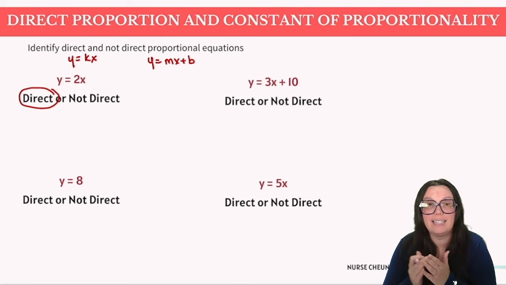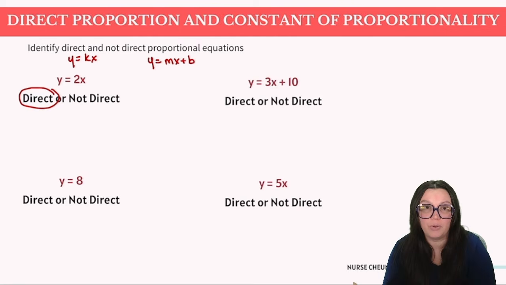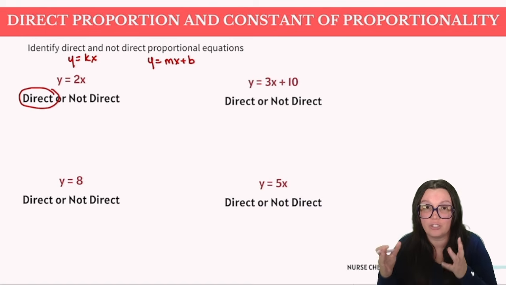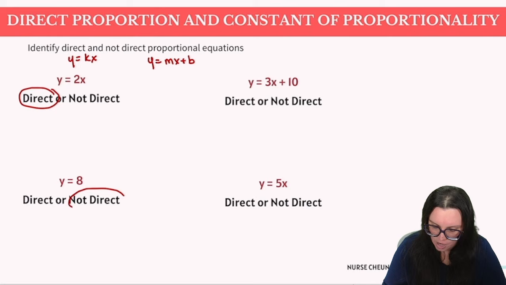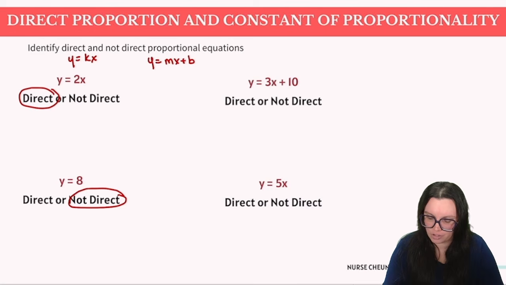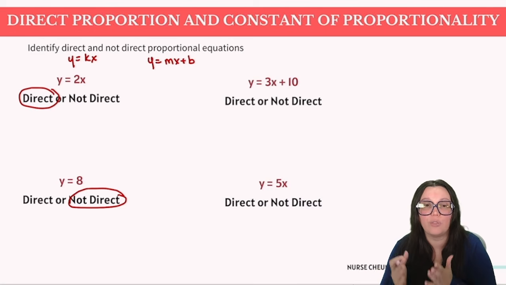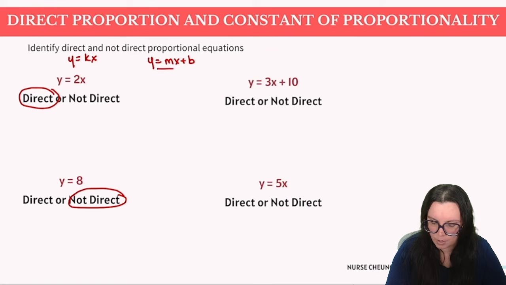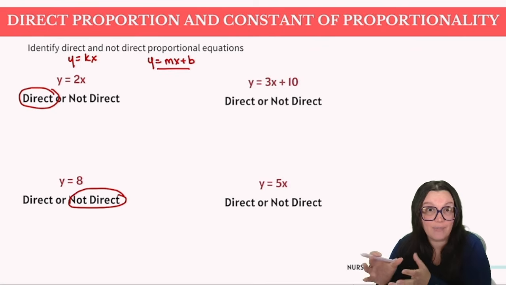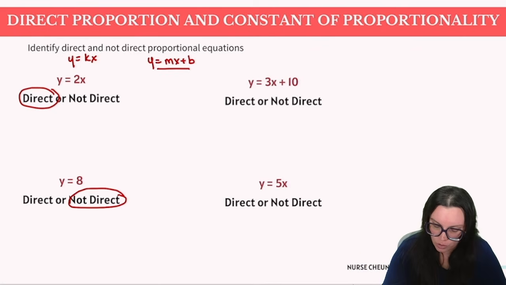Next up, we have y is equal to 8. Well, we have no variable here, right? It's just y is equal to 8. That's constant. It's a fixed number. It's not going to change. So this is actually going to be a non-direct relationship because we need that variable in order to make that change. Next up, we have y is equal to 3x plus 10. This is a great example of y is equal to mx plus b because even if we increase our x, it's not going to be the same consistently every single time, because we have that additional term, that 10 on the end. So this is an example of a non-direct relationship.